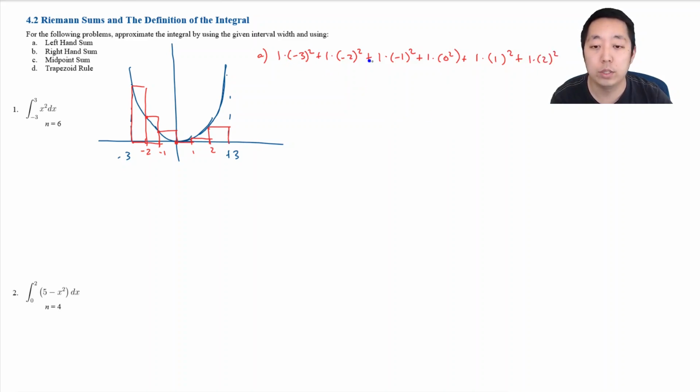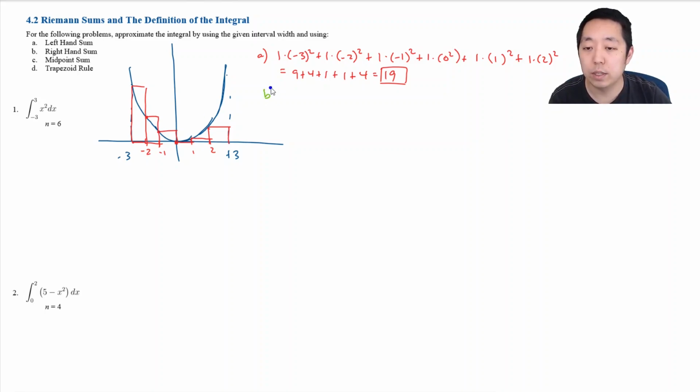Okay, so 1, 2, 3, 4, 5, 6 rectangles. And I would just simply compute that. So this is going to be 9 plus 4 plus 1 plus 1 plus 4. 2, 10, 19.